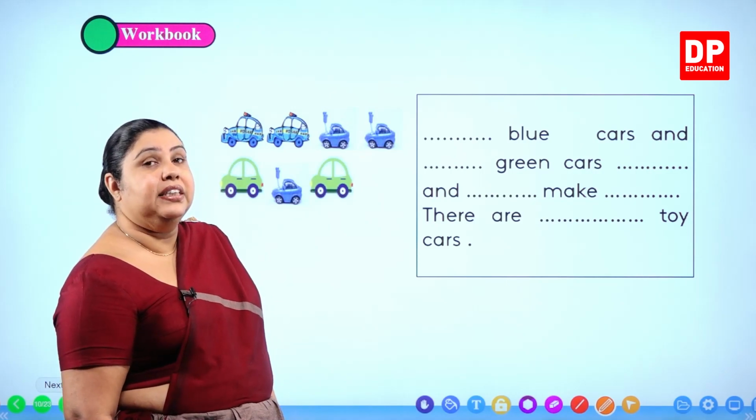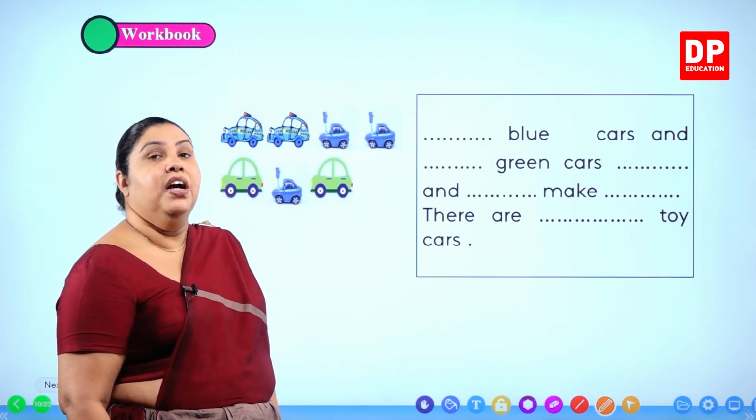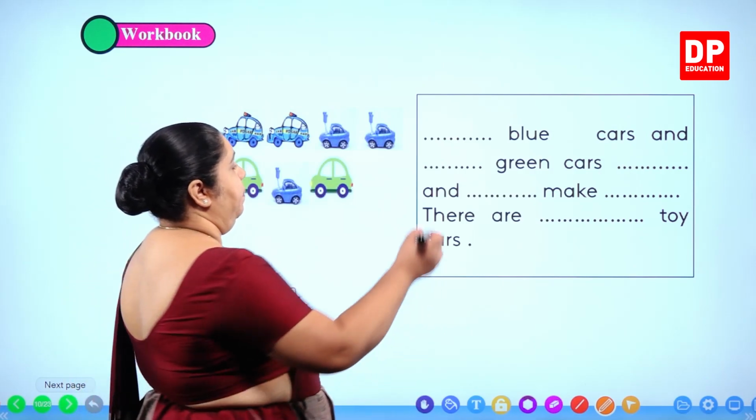නිල් පාට cars කීයක් තියෙනවද පුතේ? 5ක් තියෙනවා. 5. How do we write the word 5?